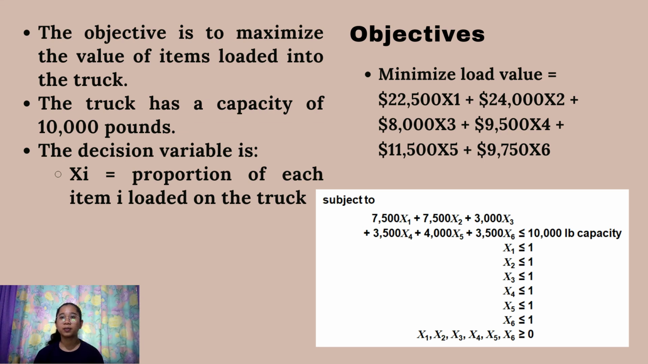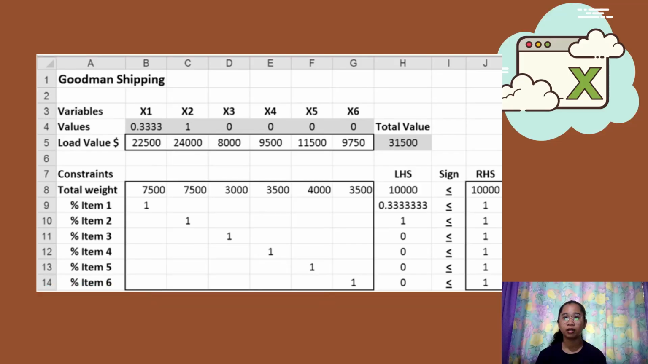The decision variable is the X sub I, or the proportion of each item loaded on the truck. This slide shows the generated answer or solution by using the Excel solver. The table shows how much the total value should be shipped, which is $31,500.